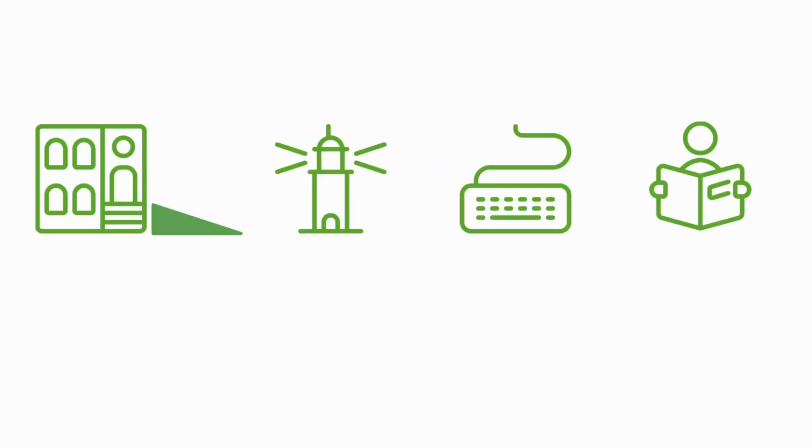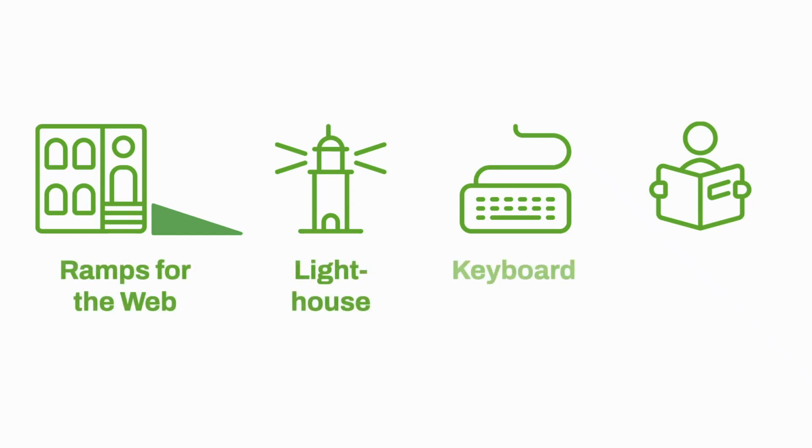So let's go to the agenda. We have 4 parts. In reality, it's basically 2 parts. One part is about ramps for the web. Then we have lots of demos. We have a lighthouse, which is cool. We have keyboard, which everybody knows. And then finally, we have screen readers, which are super cool. So let's get started, or let's continue with ramps for the web.